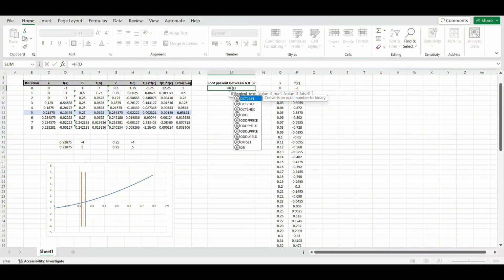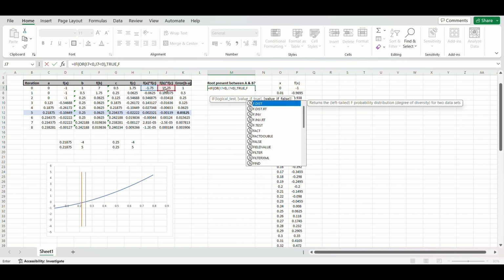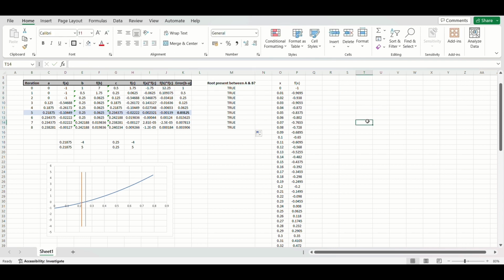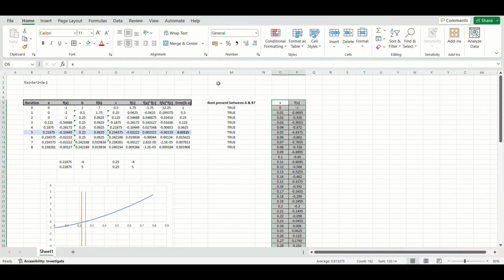Let's create vertical lines to depict our higher and lower boundaries at iteration 5 by using the same x-axis and inserting the higher and lower boundaries. And you will get two vertical lines. Next, you can add the validation of the root between the two boundaries by using the IF statement to determine whether it is true or false. If it is true, it means that at least one root is present.